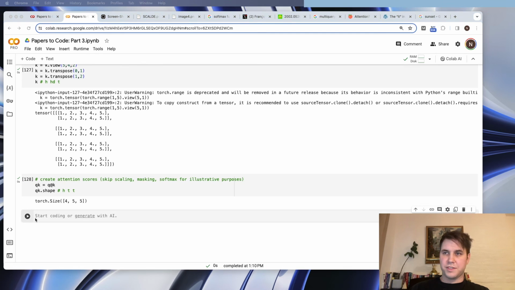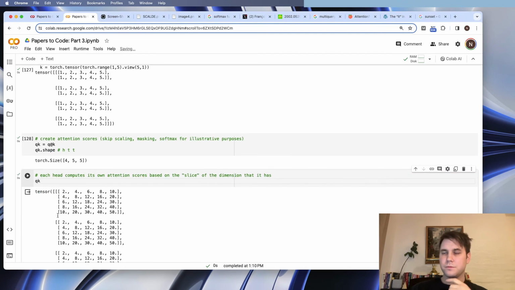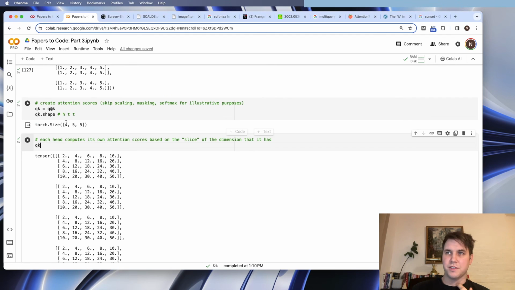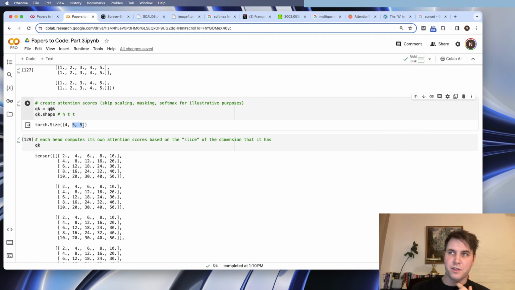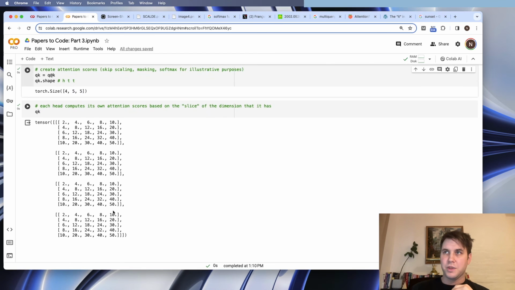And so we'll notice that when we look at QK, this is 4 heads by 5 by 5. Each of these 2-dimensional slices of each token is multiplied against itself. And so each head computes its own little version of attention based on the slice of the dimension that it has. In this case, all of the slices were the same, but if they were different, you would see that each of these heads is performing a different level of computation. This is typically what happens. It's the motivation for multi-head attention, is that we want these different routes of computation, like we're ensembling.